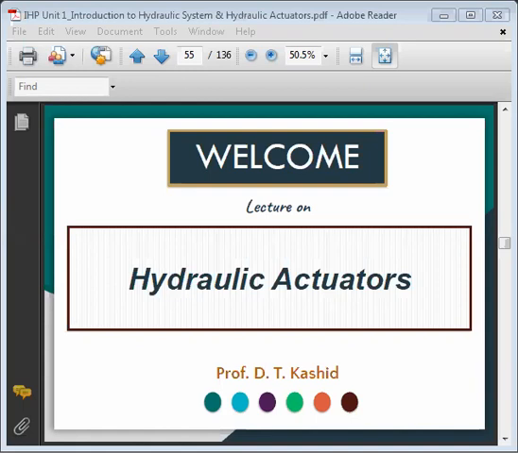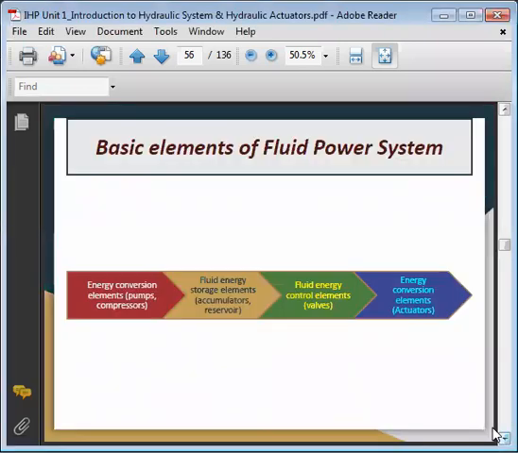Now before going to the actuator, we should know the basic elements of a fluid power system. A fluid power system is both the hydraulic power system and the pneumatic power system. Getting it?